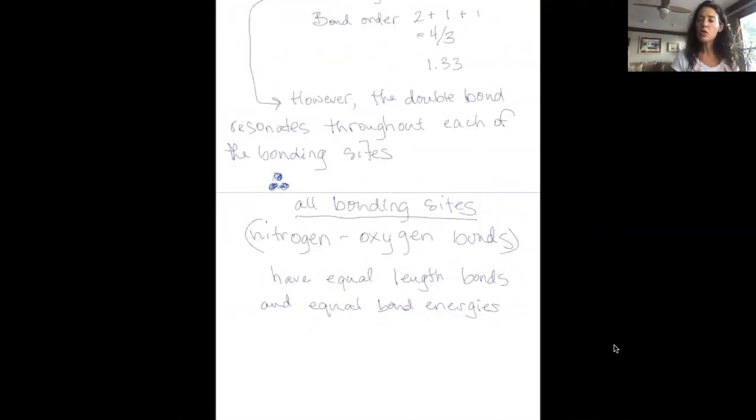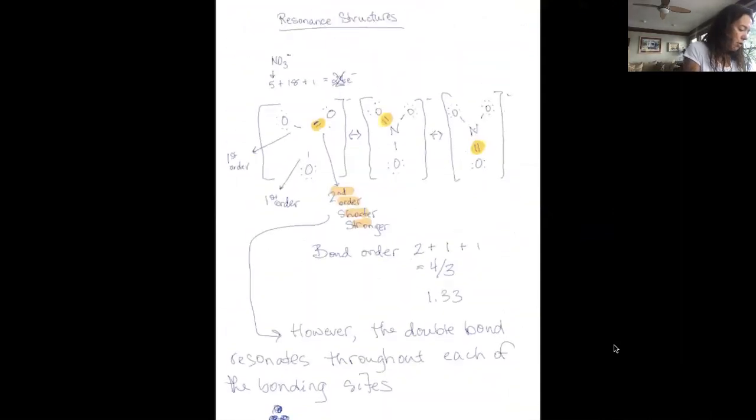Okay, so that's your resonant structures, all right? And you see how to identify when you have a resonance structure, right? We have more than one essentially identical structures, okay? Now, back to those resonance structures. You realize that the multiple bond resonates throughout the bonding sites. They're all identical. One is not stronger than the other.